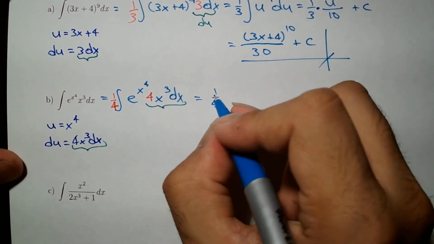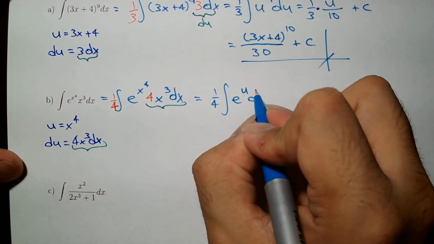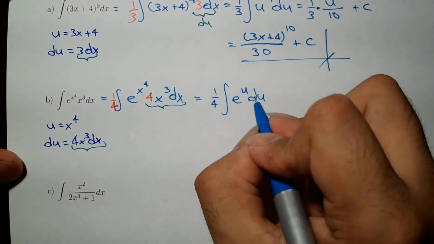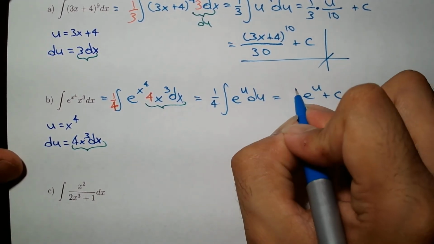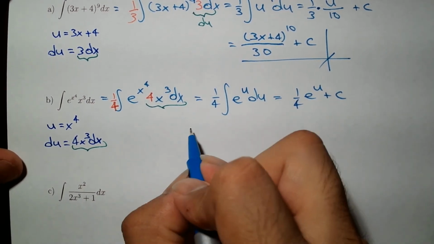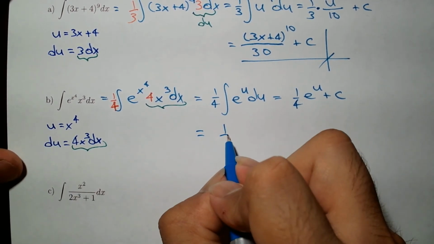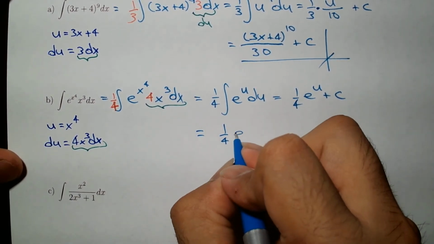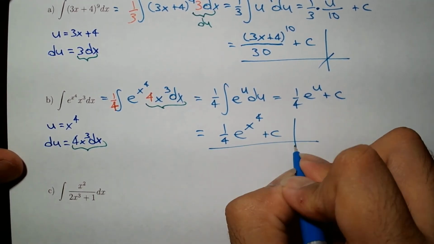1/4 times the integral of e to the u du. And the integral of e to the u is simply e to the u plus c. Don't forget this factor of 1/4 that we added at the beginning. Now we need to do the back substitution for u. That is going to be 1/4 e to the x to the 4th plus c.